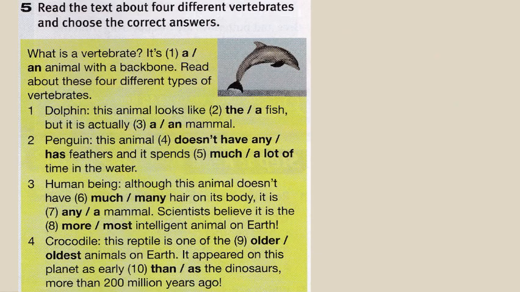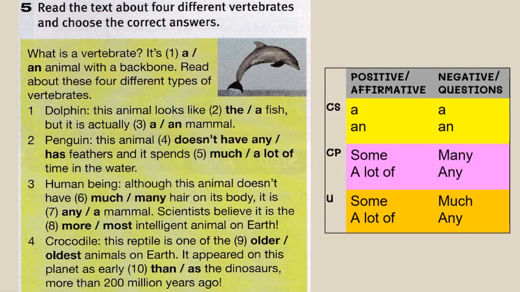Last one, exercise 5. Okay, read the text about 4 different vertebrates and choose the correct answers. Okay, this one is very easy actually, so you pilih je the correct answer because it's already given. Okay, yang ni kan actually without looking at this table pun you can guess the answer because it's very easy. Contoh I give you very easy. Number 1, what is a vertebrate? It's a or an animal. Okay, so a atau an animal, which one?